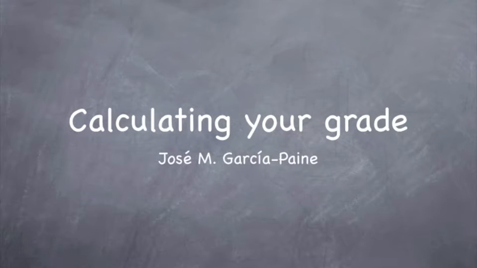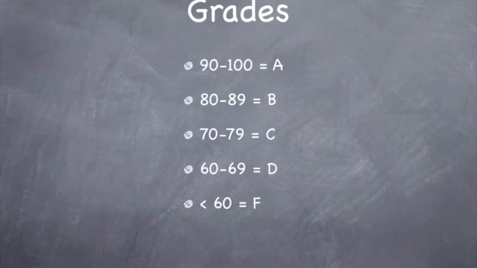Hello class, I'm here trying to help some of you calculate your grades since some of you are having issues on how to do that. Let's look at the final grades. As you know, they're distributed. This is a classic distribution: 90 and over is an A, 80 and over is a B, and so on.